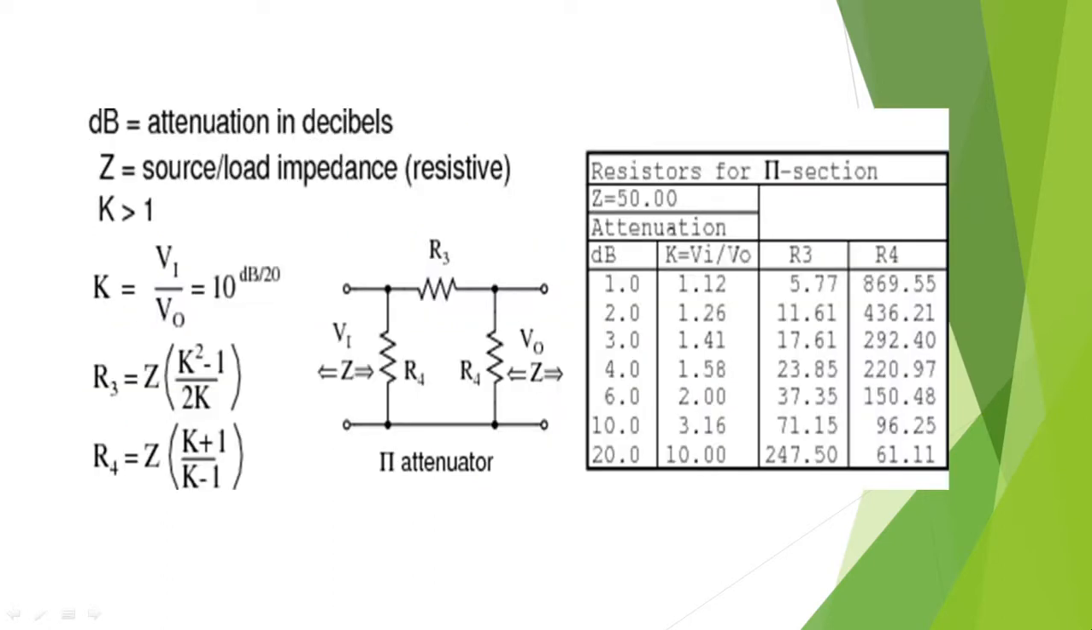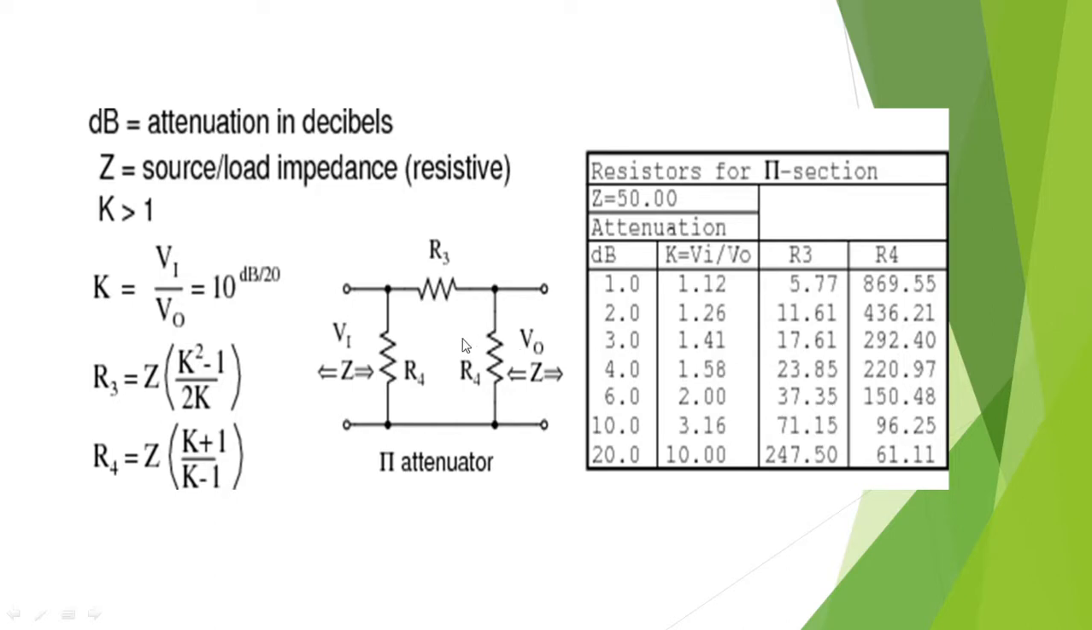As we have done in the T section, in the same way the resistors for the pi section are also designed with the same load impedance of 50 ohms as we calculated in the T attenuator. The attenuation depends upon the K value and the dB value. If the dB value is 1.0, the K, which is Vi by V naught, is 1.12, and R3, R4 are given here as 5.77 and 869.55. In a similar way we do this for 2.0, 3.0, 4.0, and as the dB increases, the K value also changes and R3, R4 also change.